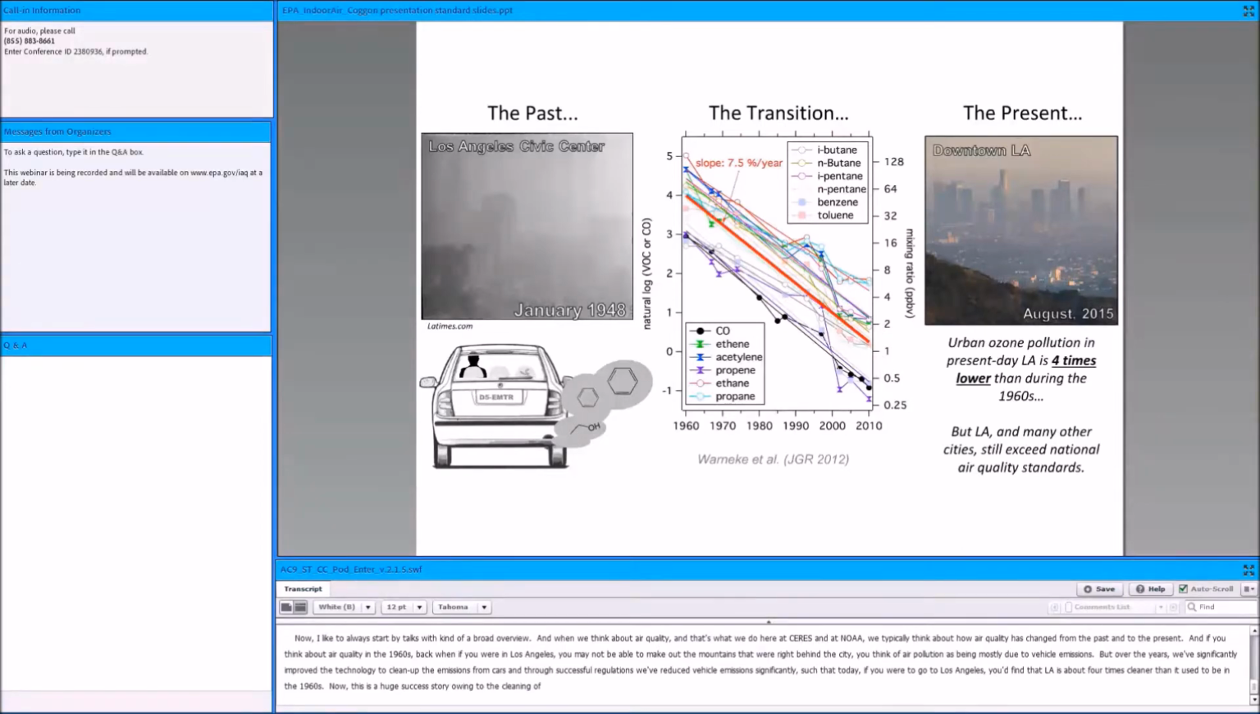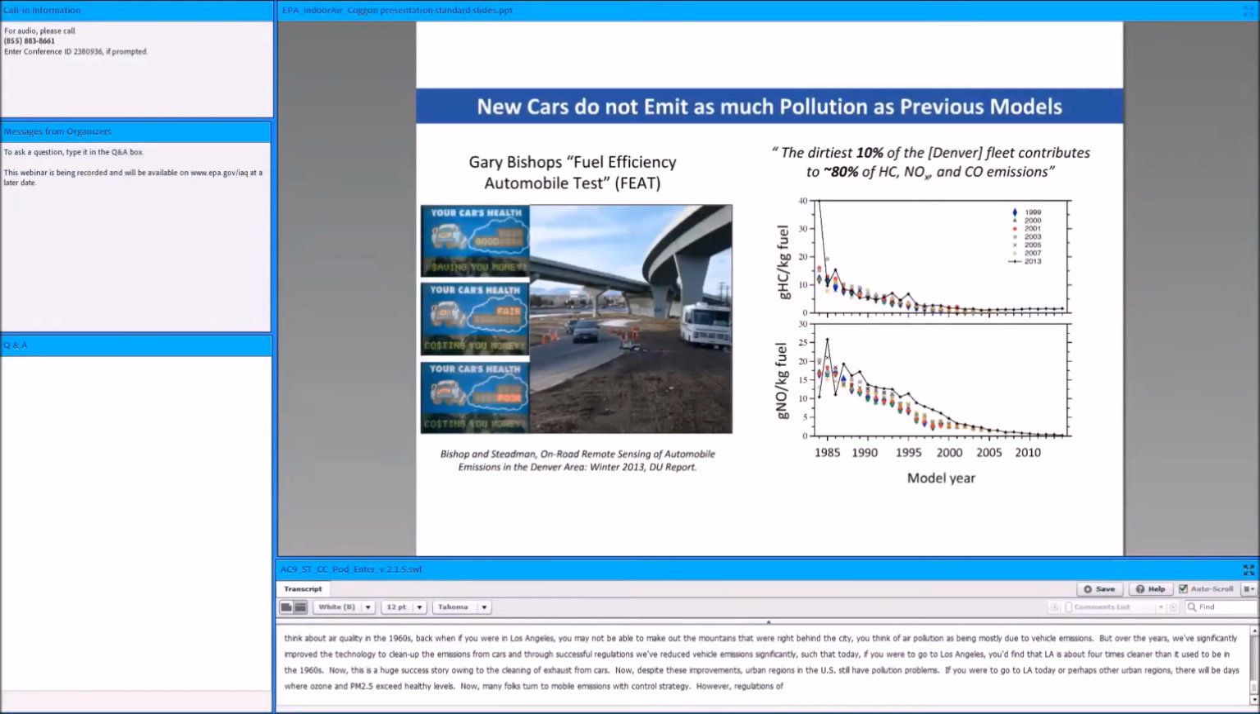Now, despite these improvements, urban regions in the U.S. still have pollution problems. If you were to go to LA today, or perhaps other urban regions, there will be days where ozone and PM 2.5 exceed healthy levels. Now, many folks turn to mobile emissions as a control strategy. However, regulations of vehicle emissions are becoming less effective, in large part because vehicles have become so much cleaner. For example, work by Gary Bishop, who is a researcher at DU, has shown that NOx and hydrocarbon emissions for new vehicles are incredibly lower than they were from older vehicles.